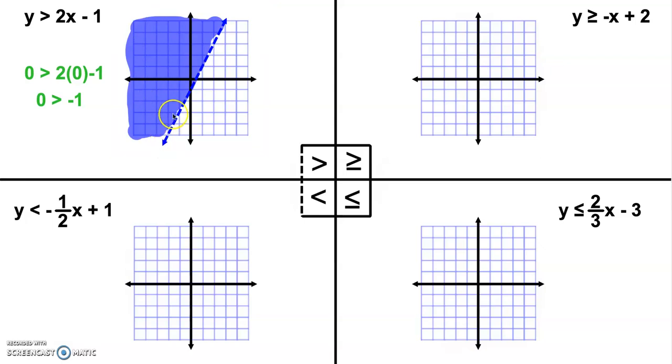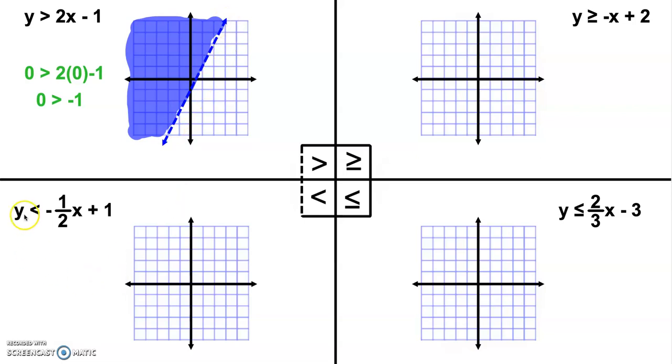Notice that the line here is dashed. If we were to try the point (0, -1), we would get an untrue statement, or a false statement. So the line is dashed because the points on the line are not solutions.